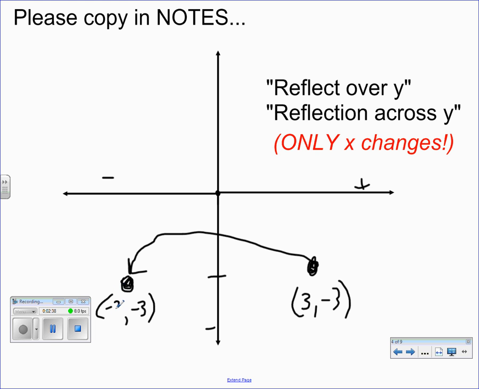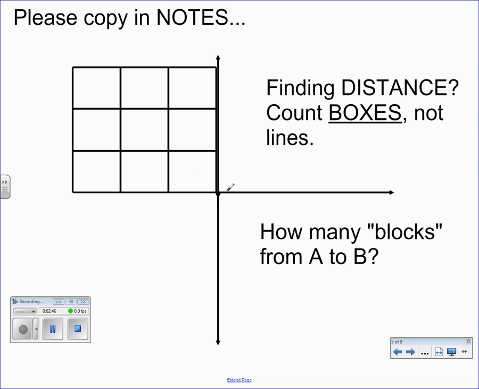So reflect over y, x changes. Reflect over x, y changes. Little confusing. All right. Distance. We talked about this today. We did a little bit on the map.